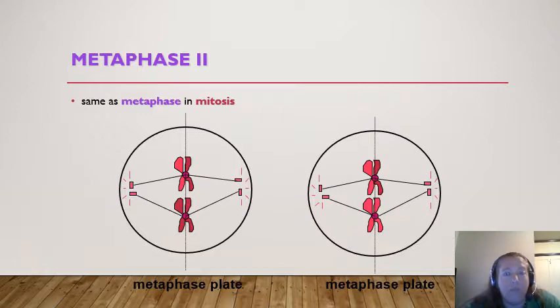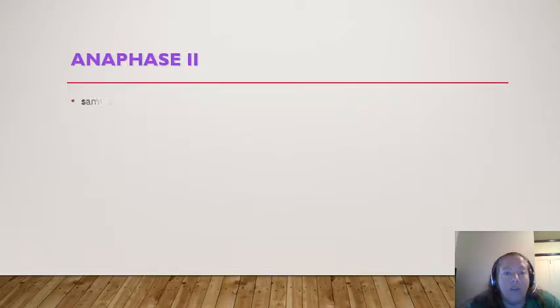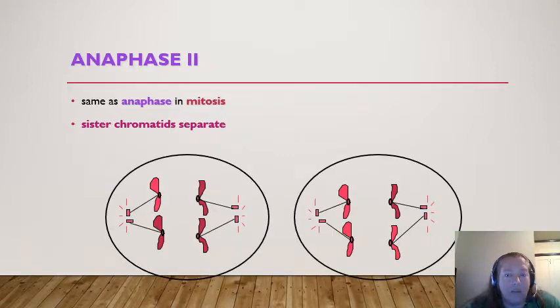Okay. Then we move on to anaphase 2, same as mitosis again, where the sister chromatids will separate. So you see here in this drawing that the chromosomes have separated from here and from here. Okay, so this is going on simultaneously in both cells at the same time.